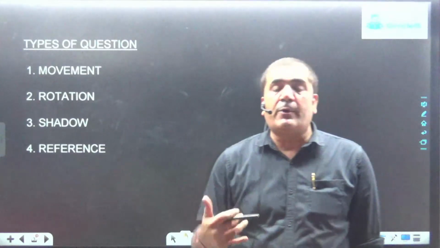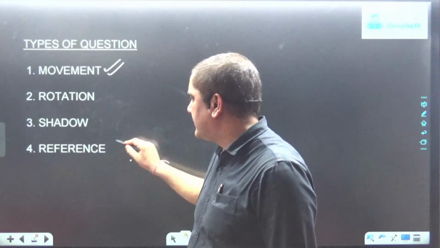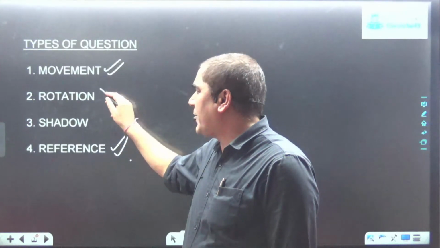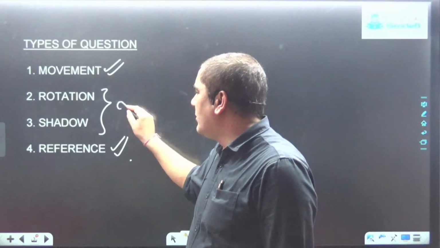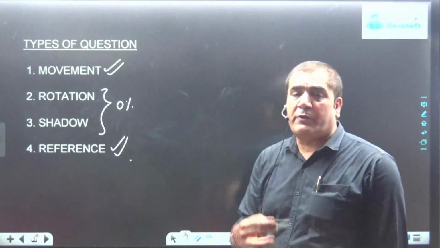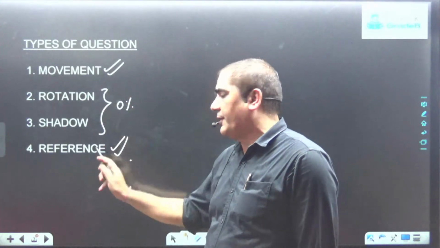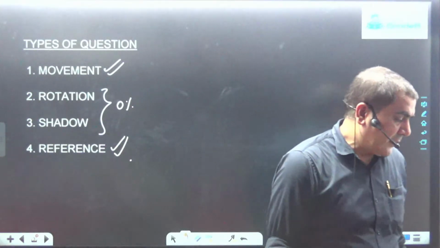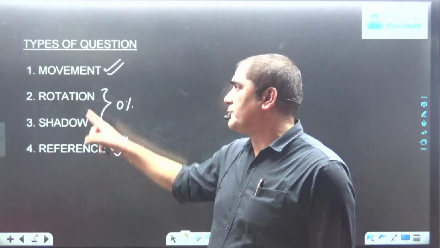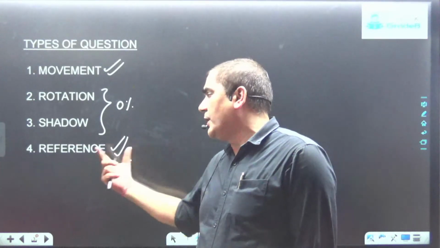Now, in banking examinations, the examiner is going to ask movement and reference. These 2 are going to come in your banking examinations. The probability of rotation and shadow coming is very, very low, almost 0%. If you just see the past year papers, whenever they have asked any question from direction, they have asked either from movement or from reference. Clear? So these 2 parts we are going to cover in the class. We will start today's class with the first part, which is movement: how to solve any problem of movement in the exam. And then we will go for reference.